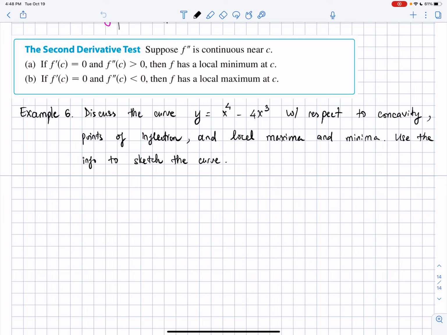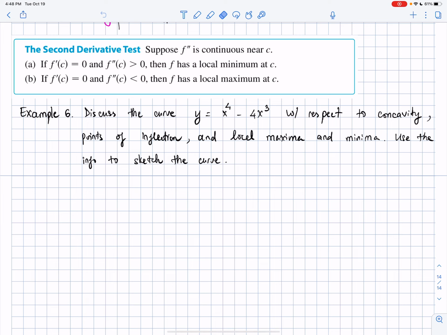So now we want to graph the curve y equals x to the fourth minus 4x cubed with respect to the concavity, points of inflection, and local minima and local maxima. Use the information to sketch the graph. Okay, so in order to do this, talking about the concavity, we will find the second derivative, right?